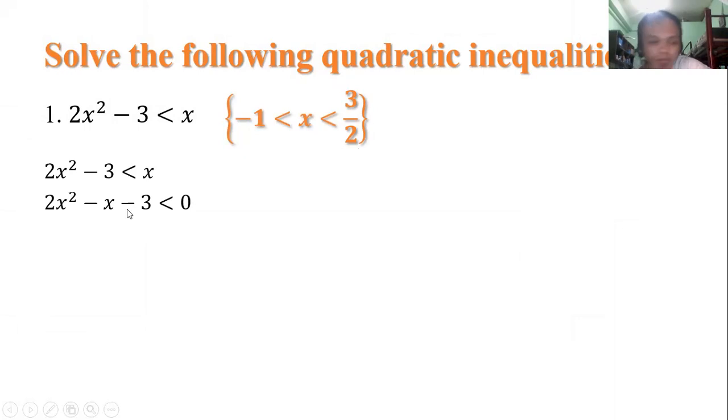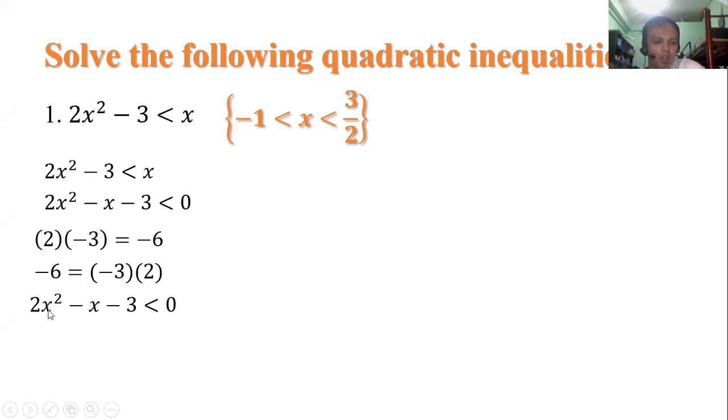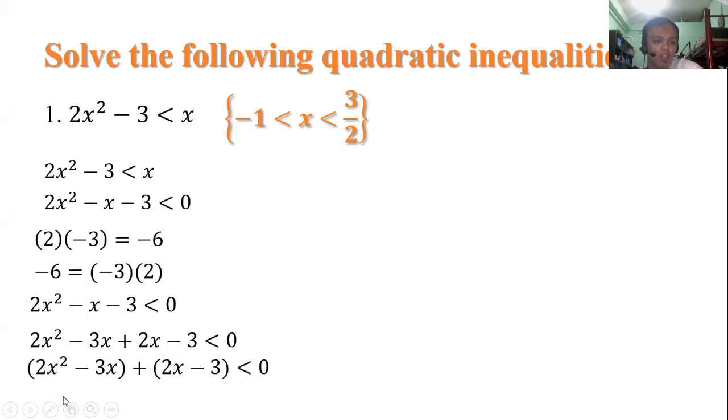Again, the factoring method. 2 times negative 3 equals negative 6. Then the factors of negative 6 that give negative 1 are negative 3 and 2. So we replace the middle term of 2x squared minus x minus 3 less than 0 with negative 3x plus 2x. You should use the grouping method here. Let us group: 2x squared minus 3x, plus another group, 2x minus 3, less than 0.